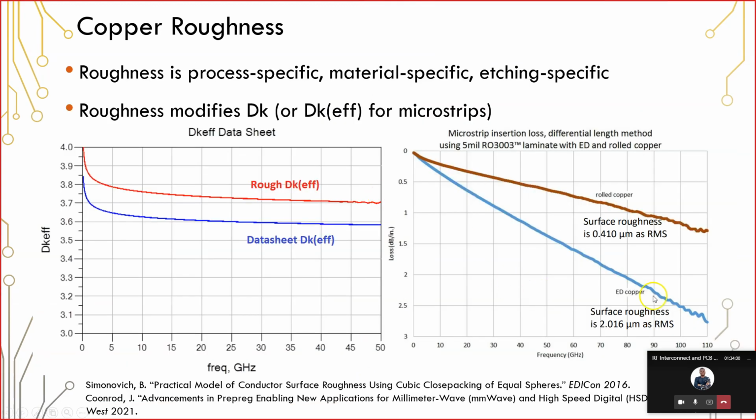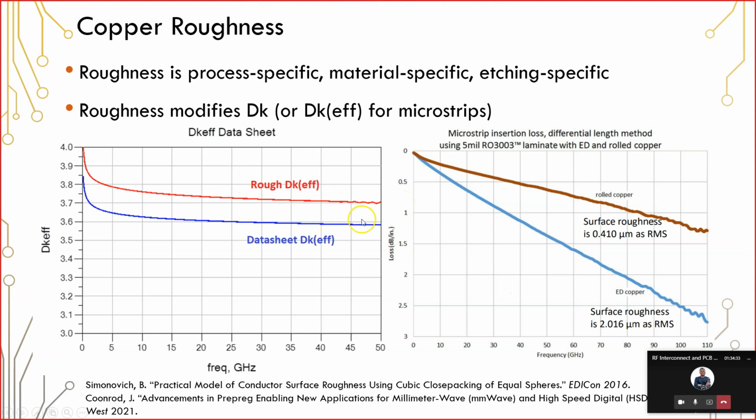So you can actually see what the effect is in terms of the losses and the effective dielectric constant values for measurements. On the left is the value from a data sheet compared with a roughness measurement that was done, I believe, by Bert Simonovich. He was able to validate these particular expressions using this data. And you can see very clearly that there's an increase in the dielectric constant.